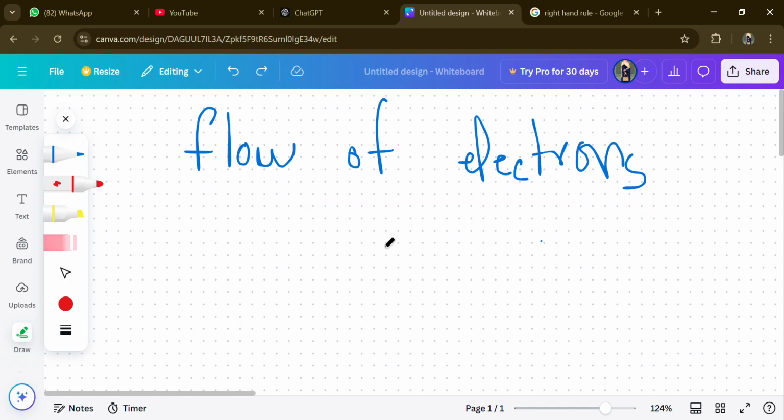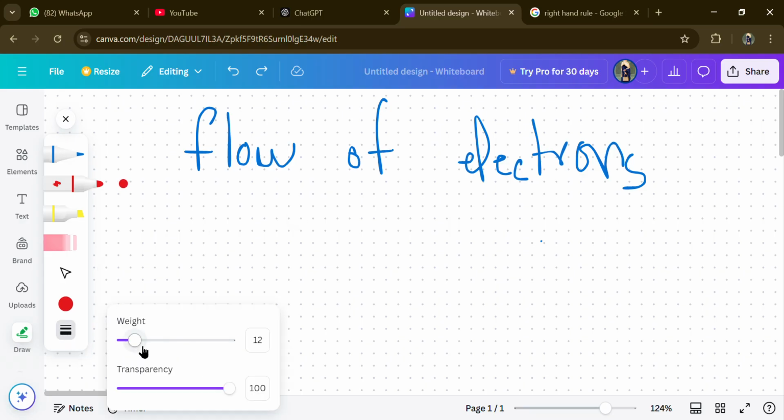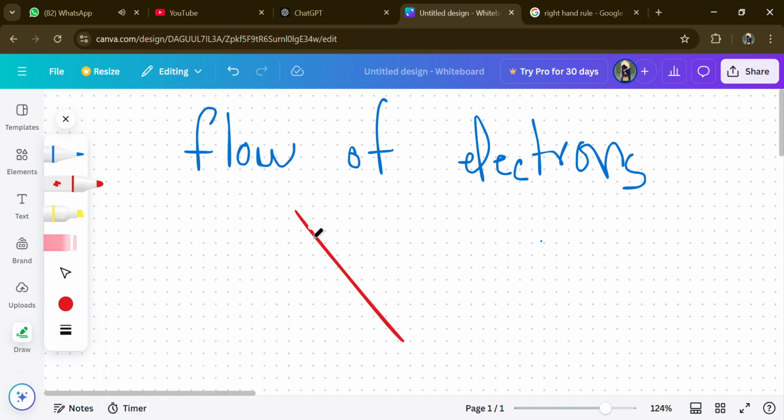Now, what charge do electrons have? Electrons have negative charge, right? And how do we actually study the magnetic field in terms of the flow of electrons? It's quite simple. What you need to do to understand this is to first take a wire. This wire is specifically a conducting wire. What is a conducting wire? The wire which allows the current to pass through it is called a conducting wire.